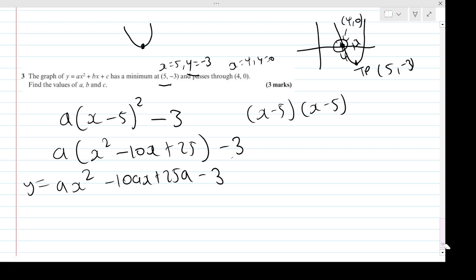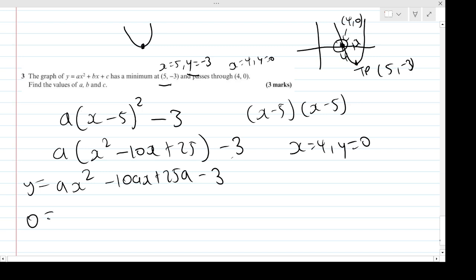I know there's loads of a's everywhere, but the point is now I have ax squared, and then have some lots of x and then a number at the end, here and here, right? But how am I going to find out a? How am I going to find these values out? Well, I'm also given a point, this point here, it goes through 4, 0. So actually, when x is 4, y is 0, that's what that's telling me. Remember, I wrote it up there. I can substitute that in. So when y is 0, x is 4.